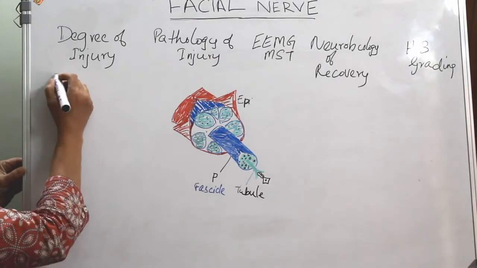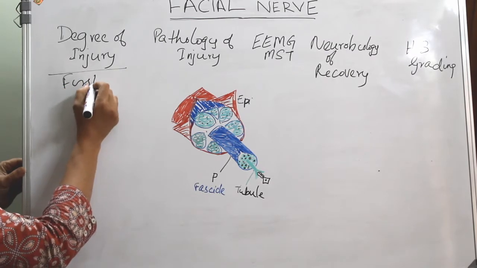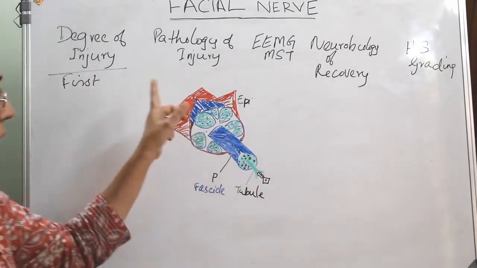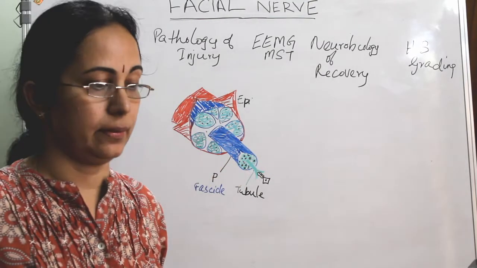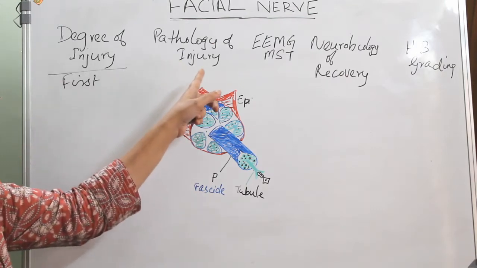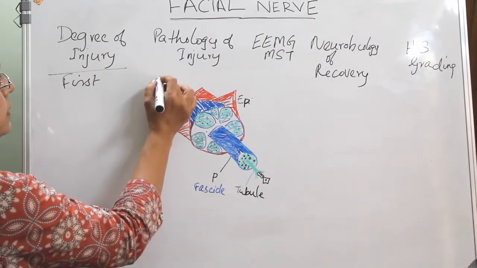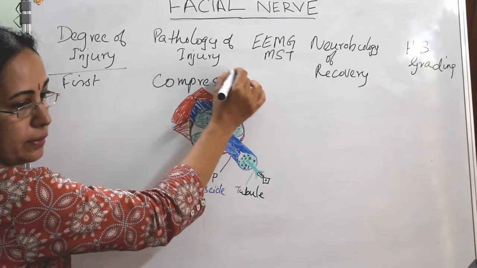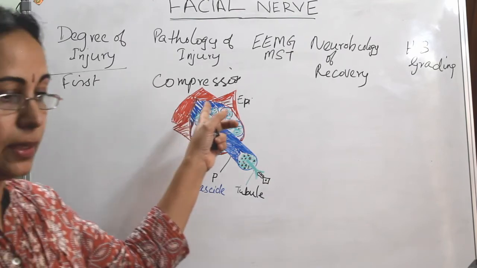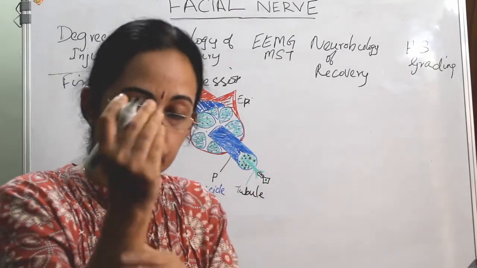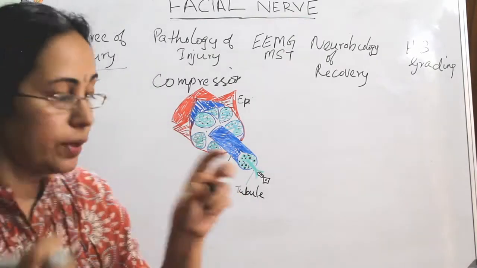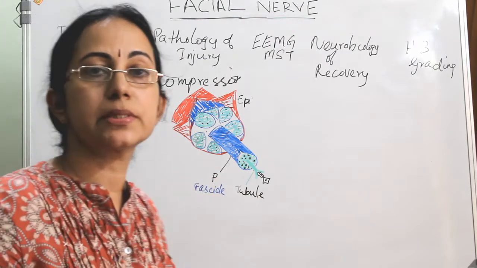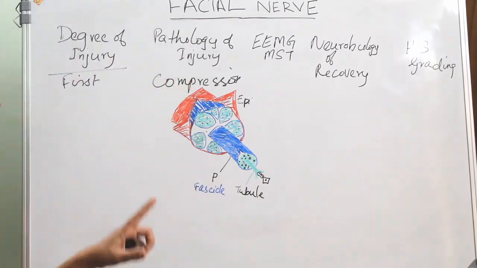First degree. I already told, there is only compression. So that is equivalent to the neuropraxia, right? What is the pathological injury? There is only compression. This is reversible and complete recovery is possible. If we are pressing that nerve over a period of time and we remove the pressure, the nerve impulses will return back to normal, right?